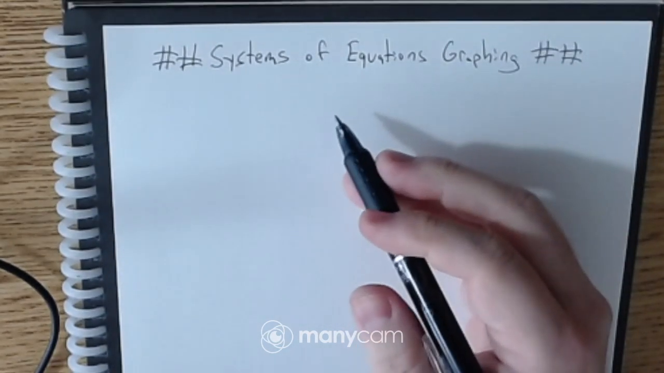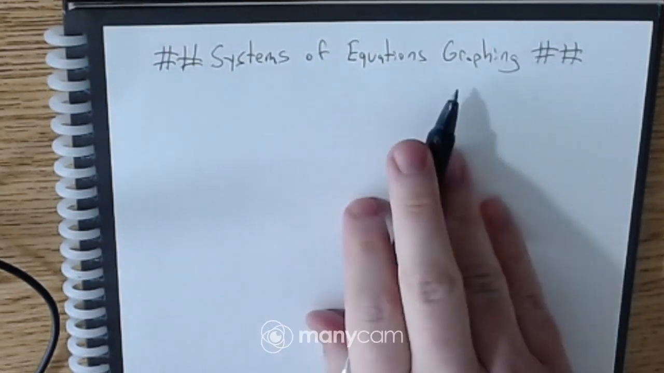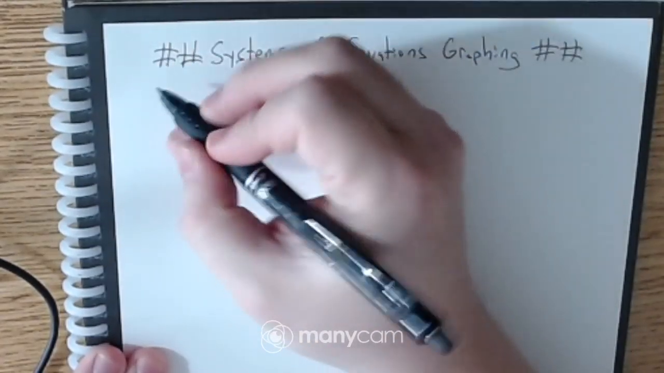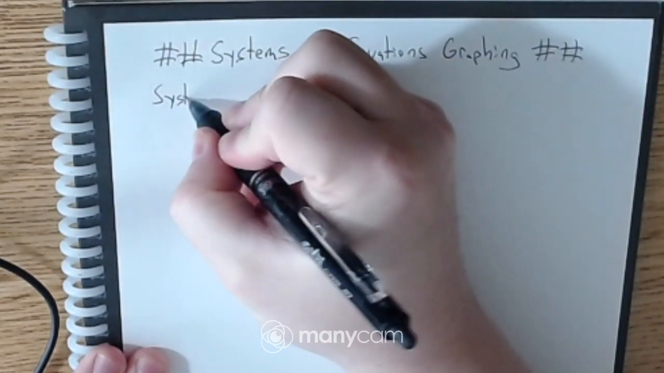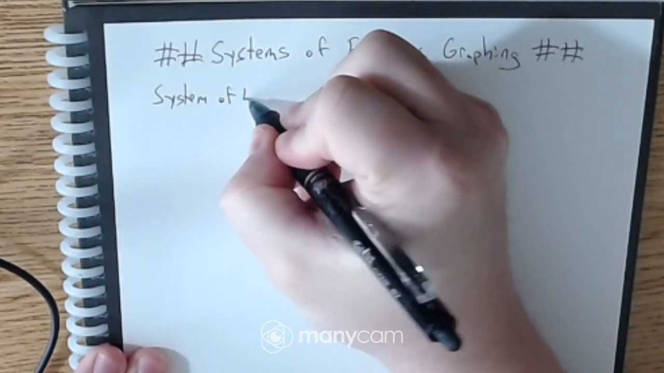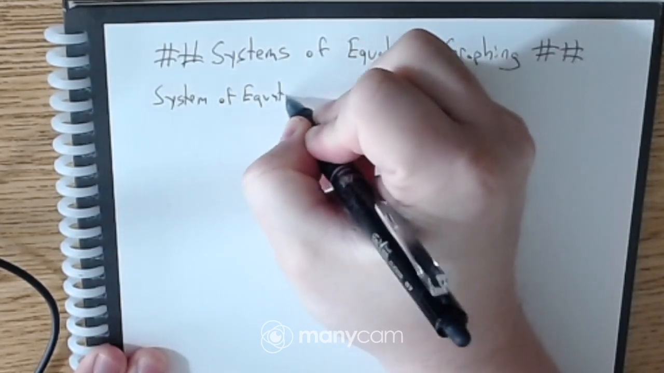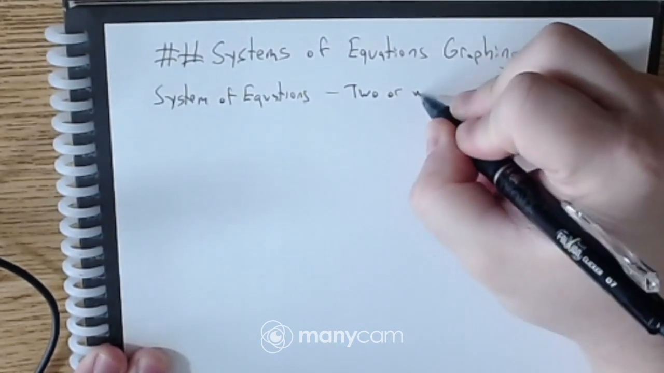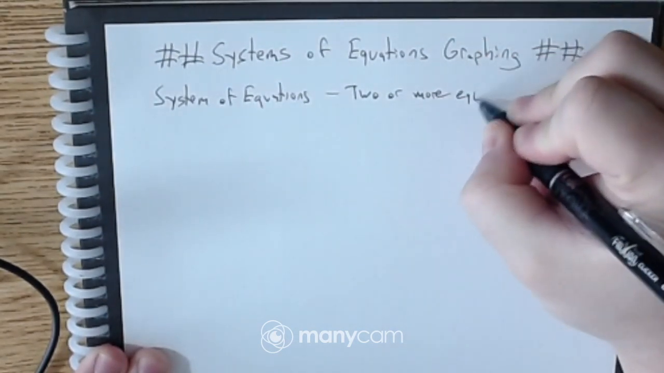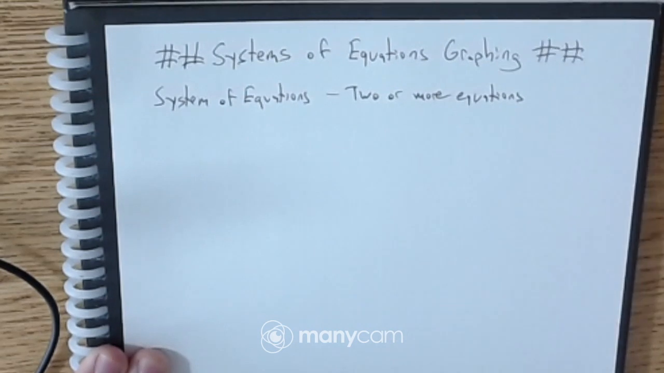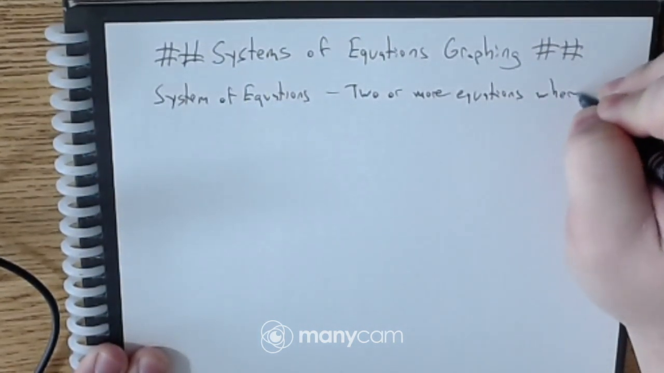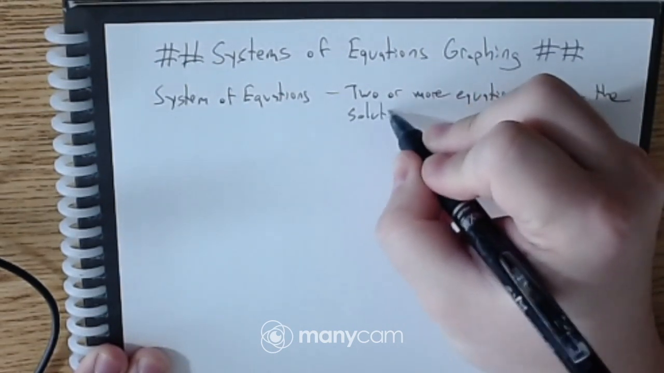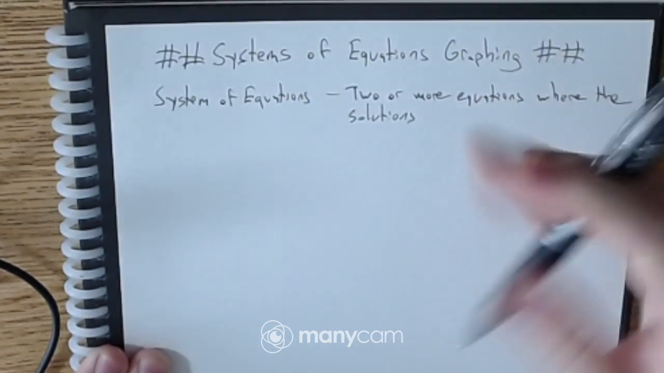So here are some notes on systems of equations, and specifically, we're going to go over graphing first. So the first thing you've got to know is what is a system of equations. And what that is, it's two or more equations where the solutions are true for all of them. Solution.